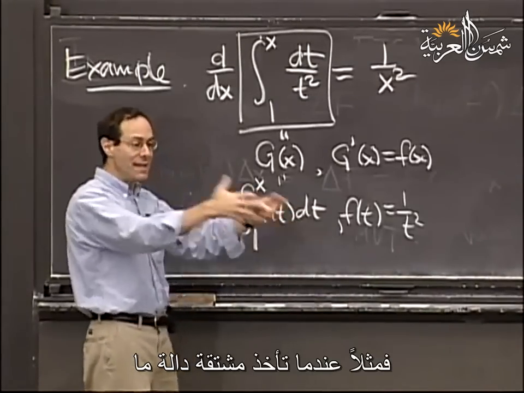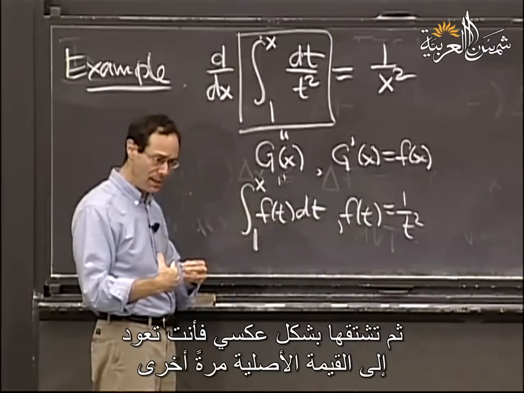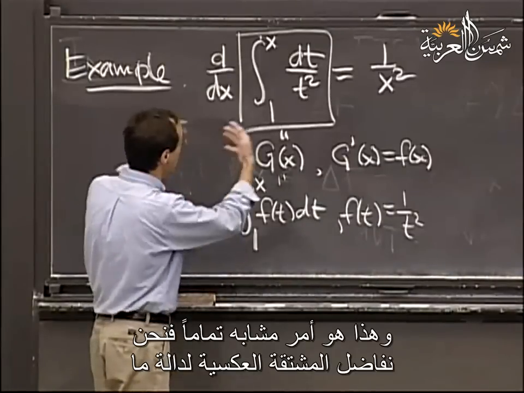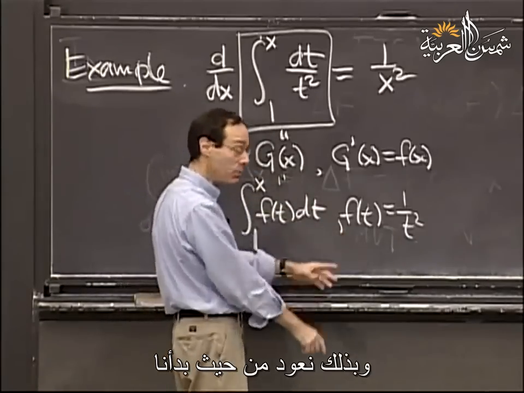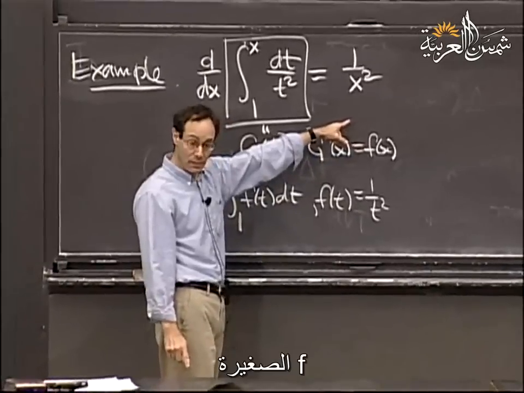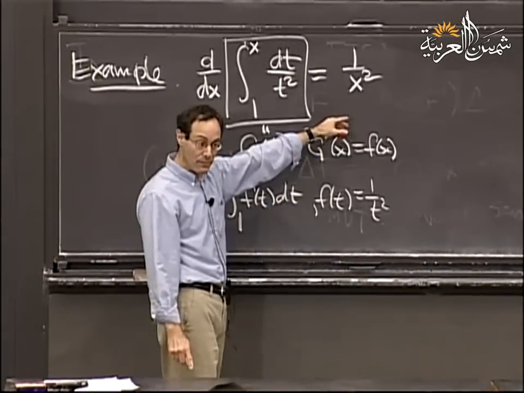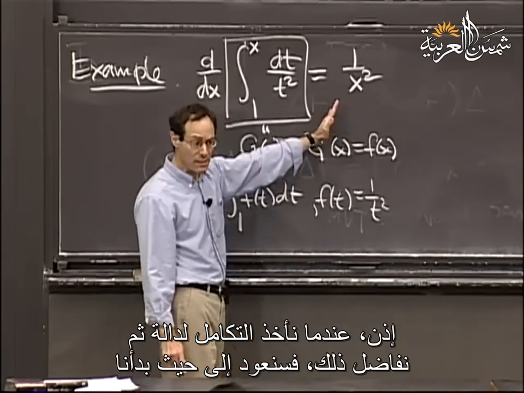Just as when you take the derivative of something and then take the antiderivative, you get back to the thing. So in this case, we're taking the antiderivative of something and we're differentiating it. So we end back in the same place where we started. We started with f of t, we're ending with f, little f. All right? So you integrate and then differentiate and you get back to the same place.